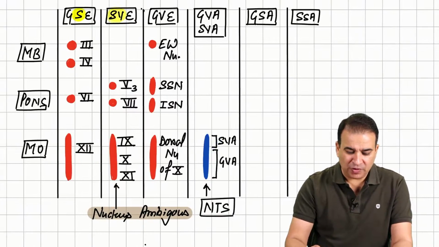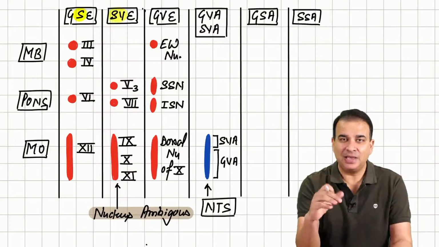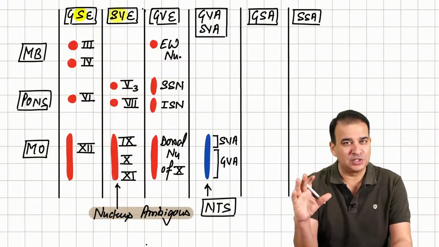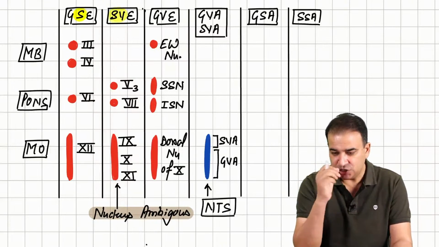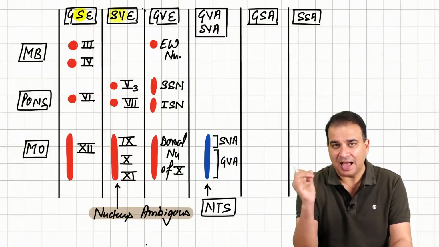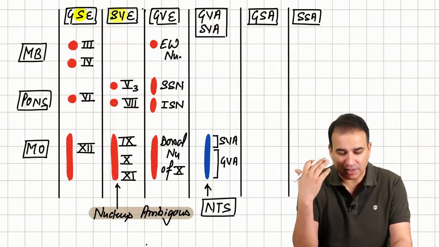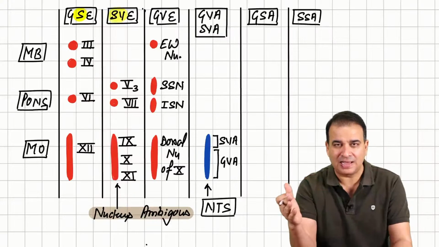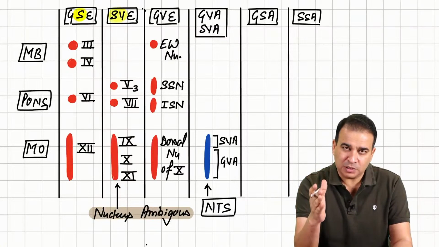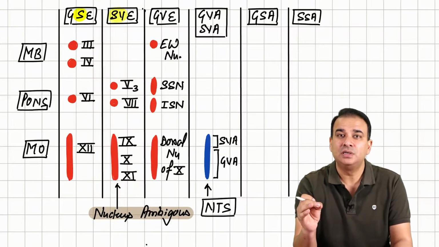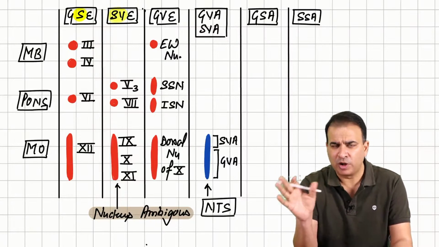Which brings us to our next column, guys, that is the GSA column. Another important column from where questions are expected, guys. GSA, General Somatic Afferent. Just think about the whole thing, guys. General somatic afferent. The column is responsible for general sensation, but from somatic structures, from the body wall.